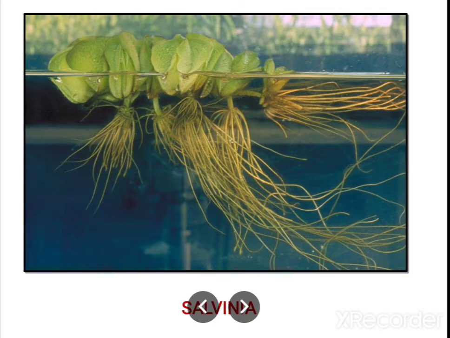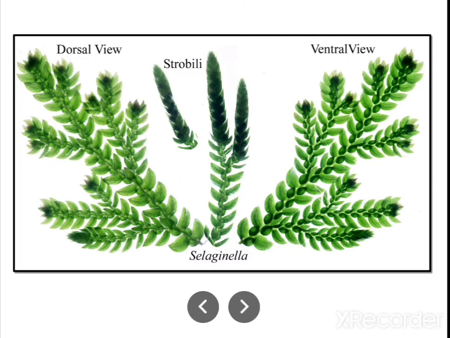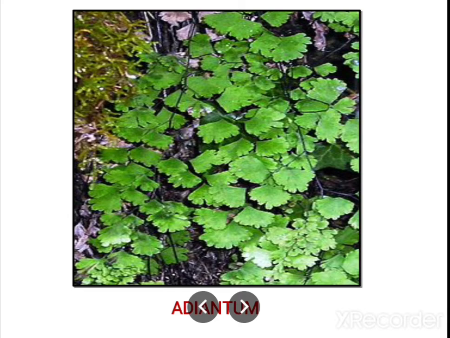This is Salvinia, Selaginella, Adiantum.